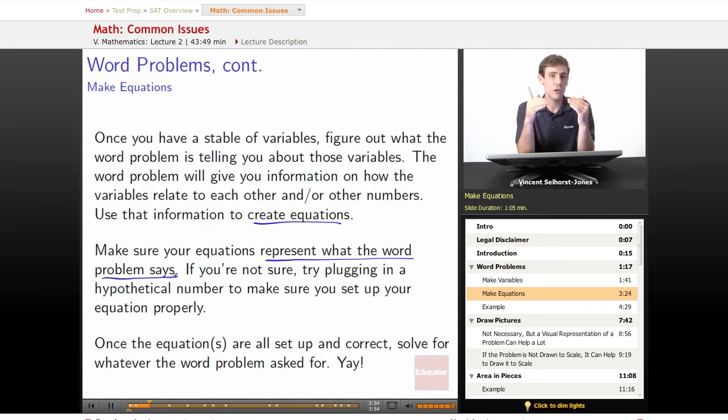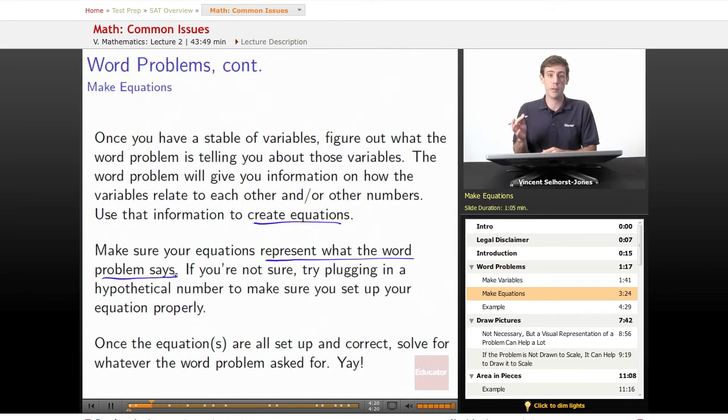So if you're not sure if you translate it correctly, just plug in a hypothetical number. And we'll explain that a little bit more when we do an example in just a moment. But plug in a hypothetical number to make sure you've got your equation set up properly. Plug in something and make sure that if you'd plugged it into the English, it would make the same output as if you'd plugged it into the math equation you just built. If they agree with each other, you're probably good to go. If they disagree, you need to figure out a new equation because it's wrong.